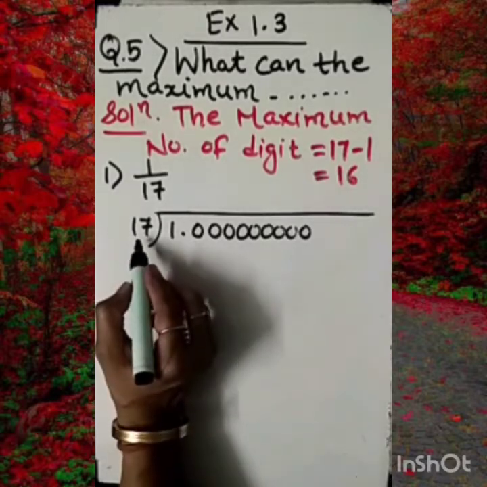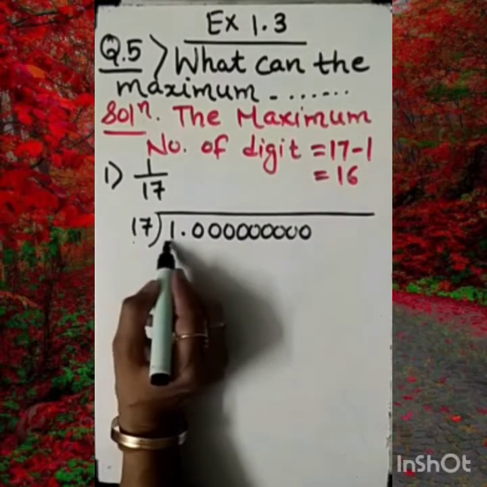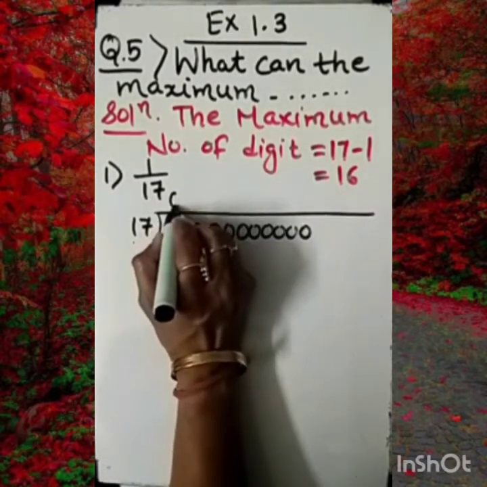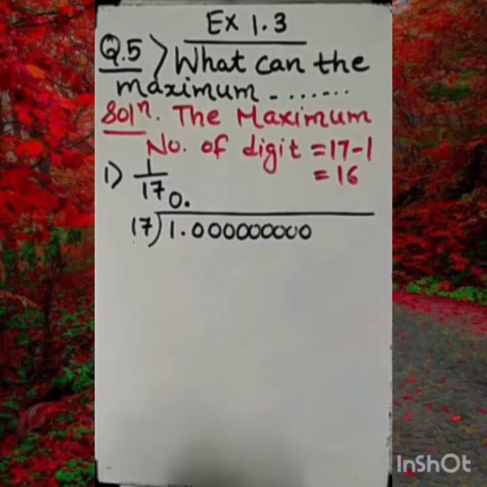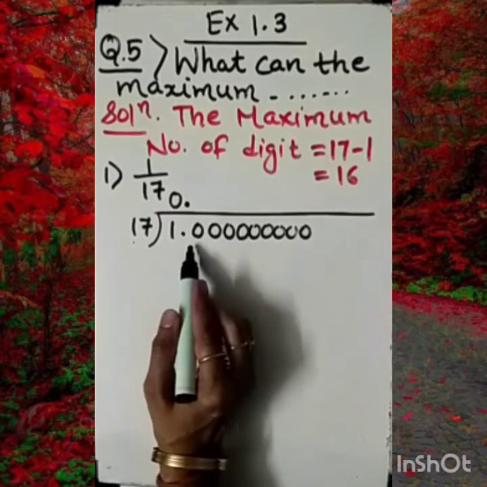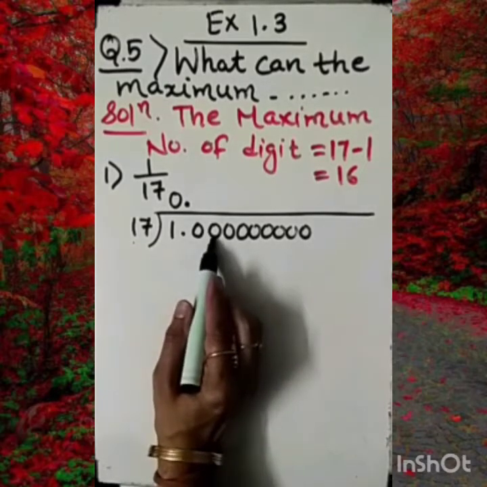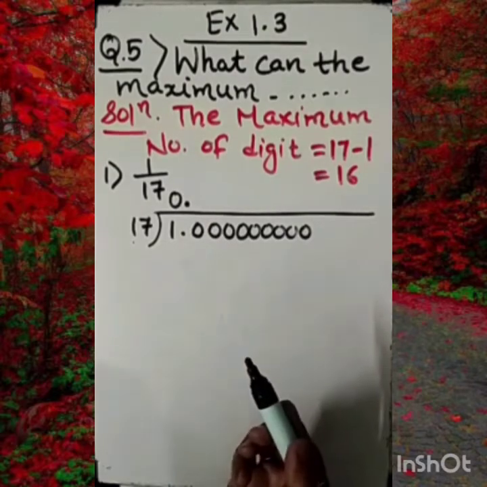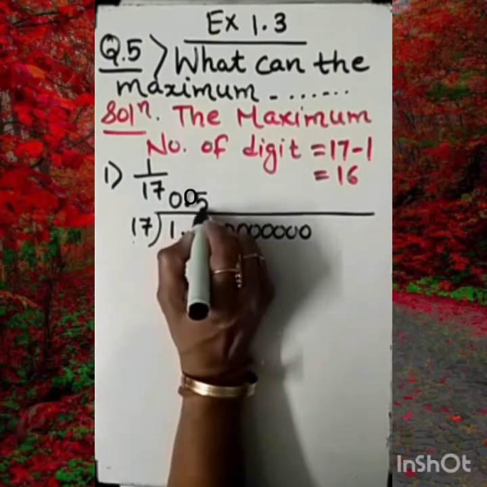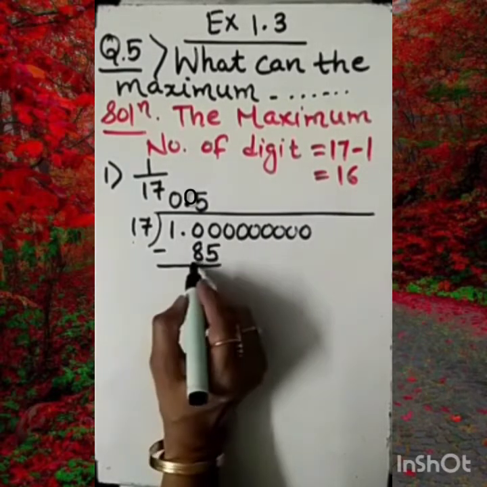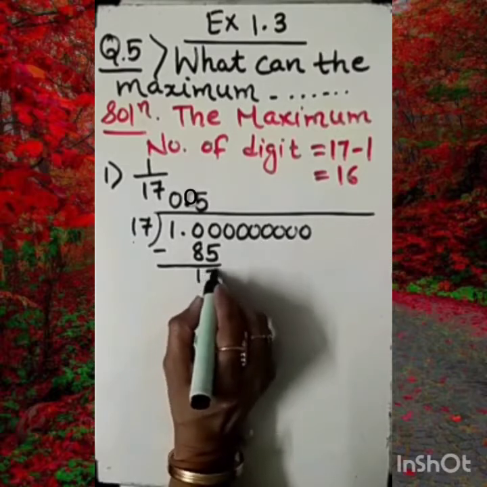Now in the beginning, if we start with 17, and 1 digit is not possible to divide with that, I need to mark 0 point here. 17 is bigger than this 10, so I need to take 3 digits. Forget this decimal and take 3 digits, that is 100. If we recite the table of 17, then 17 5s are 85, which is nearest to 100. So 100 minus 85 gives the result 15.